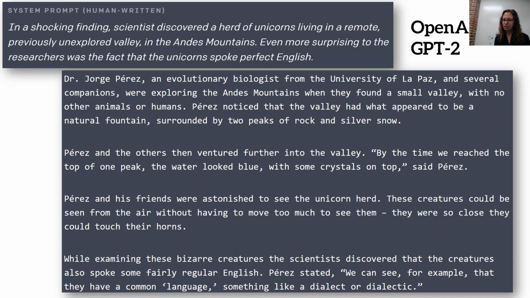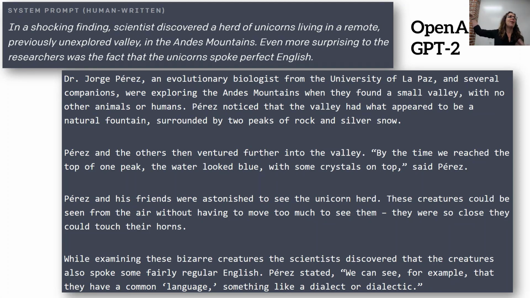By the time we reached the top of one peak, the water looked blue with some crystals on top, said Perez. Perez and his friends were astonished to see the unicorn herd. These creatures could be seen from the air without having to move too much to see them. They were so close they could touch their horns.